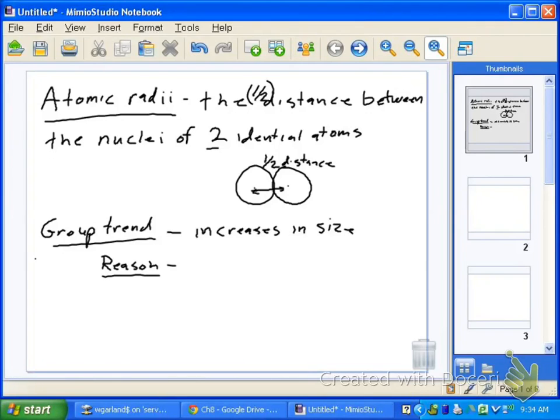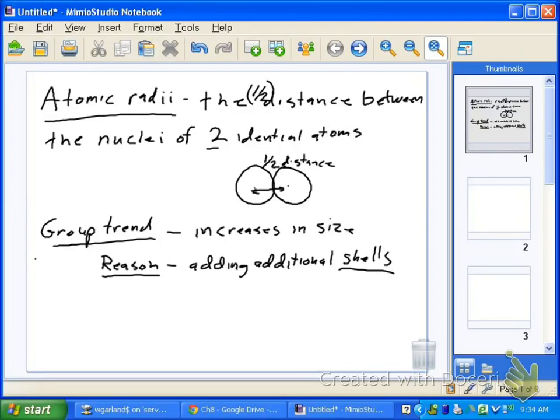What's the main reason for that? Why does it get bigger? Yeah, Nathan? Because there are more shells. Yep, you increase the number of shells each time you go down a group. Okay, adding additional shells. You're adding additional shells, so they get larger. Any questions with that?